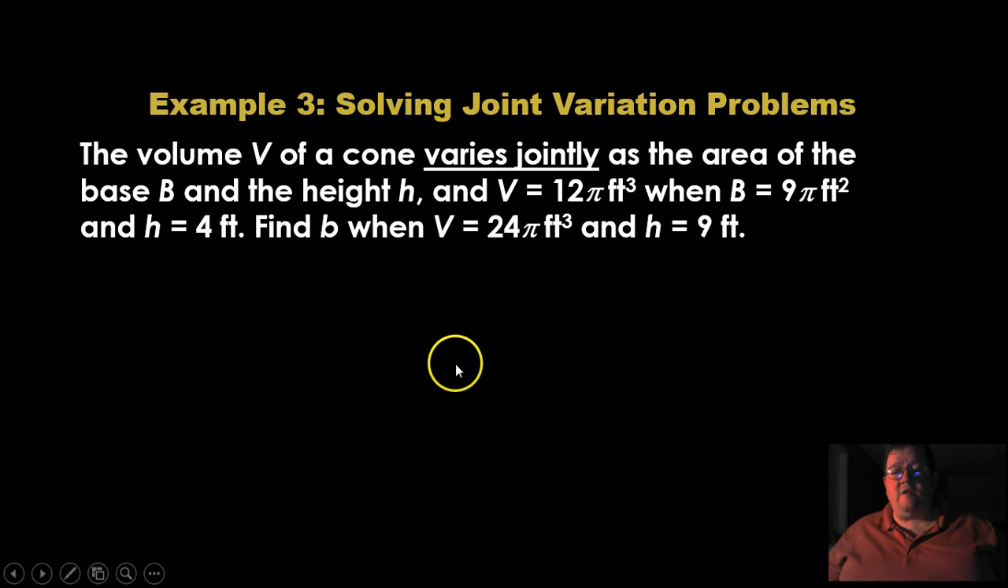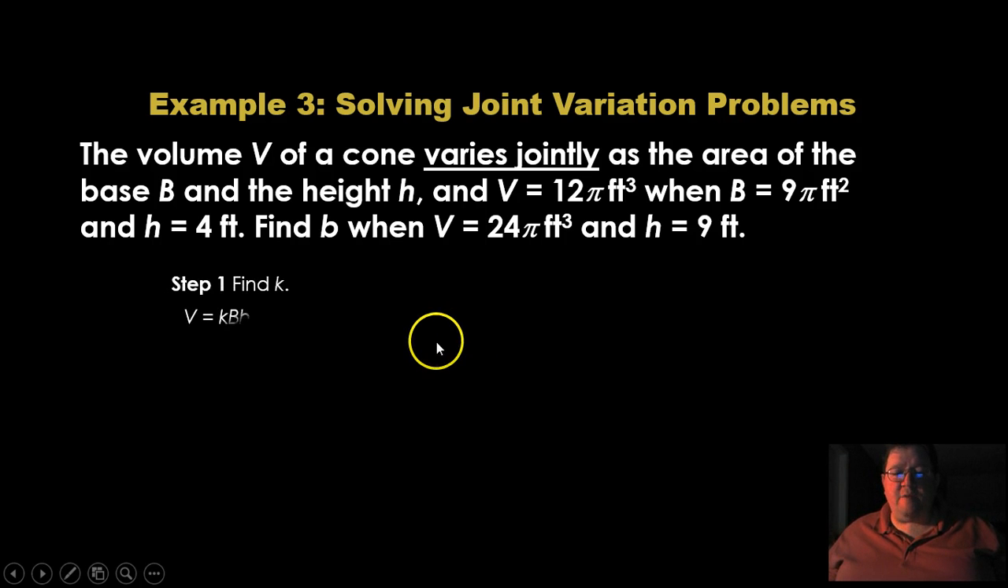All right, here's a joint variation problem. The volume V of a cone varies jointly as the area of the base B and the height h. And the volume equals 12 pi cubic feet when B equals 9 pi square feet and h is 4 feet. All right, find B when the volume is 24 pi cubic feet and h is 9 feet. All right, a lot of numbers, a lot of information there. Let's just take it slowly.